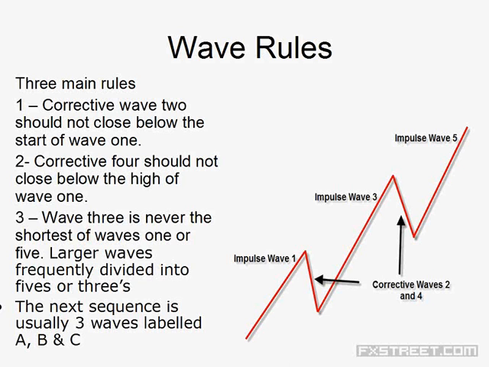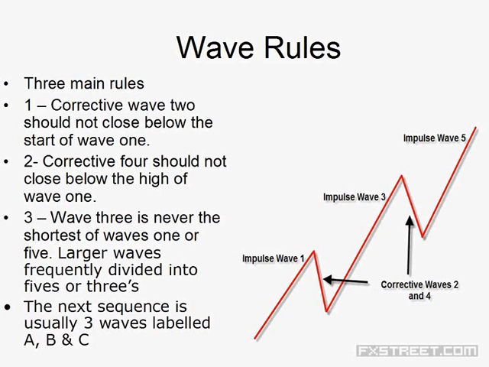Now, the rules are very, very simple to follow, and they're simply this. Firstly, after impulse wave 1, then we want to see a corrective wave, but it does not want to close below, and I emphasize the word close, it does not want to close below the start of wave 1. Now, I quite often see very, very deep retracements, and when we link it up with Fibonacci, we'll see that. But the key thing here is that we do not get the close below the start of wave 1.